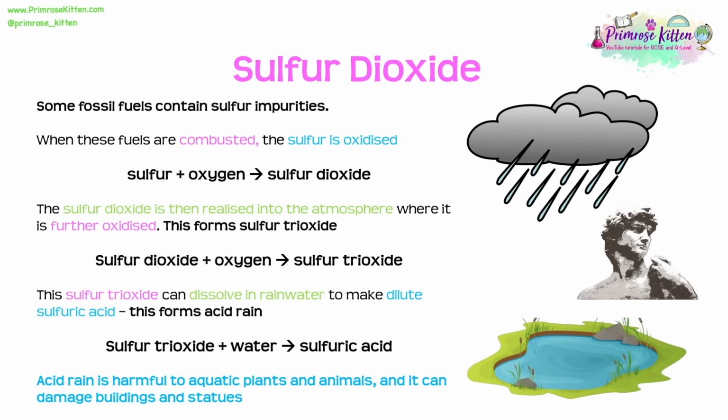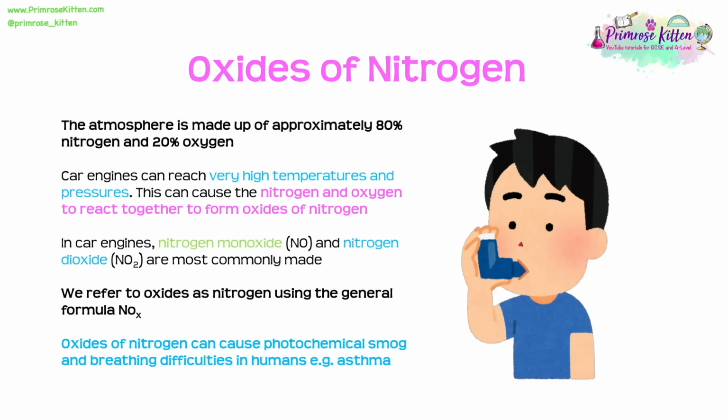Another issue with acid rain is it can damage buildings and statues. If the buildings and statues are made from rocks such as limestone, which is a carbonate, calcium carbonate, what will happen is that will react with the acid, turning to salt, water and carbon dioxide. This erosion can lead to damage to these statues and buildings. We should know that the atmosphere is made up of approximately 80% nitrogen and 20% oxygen.